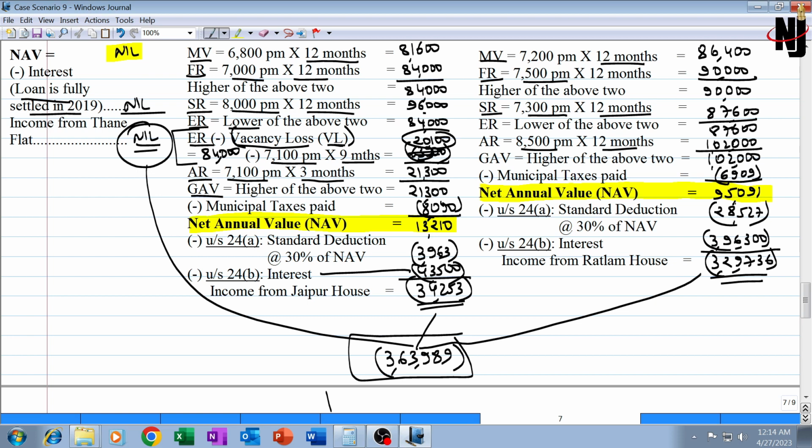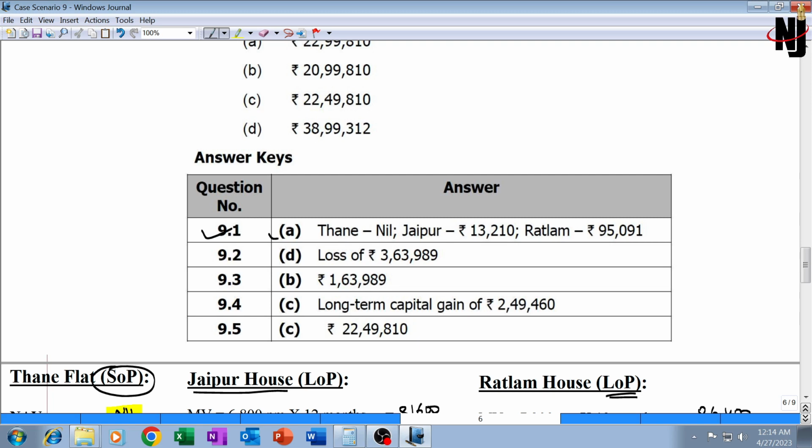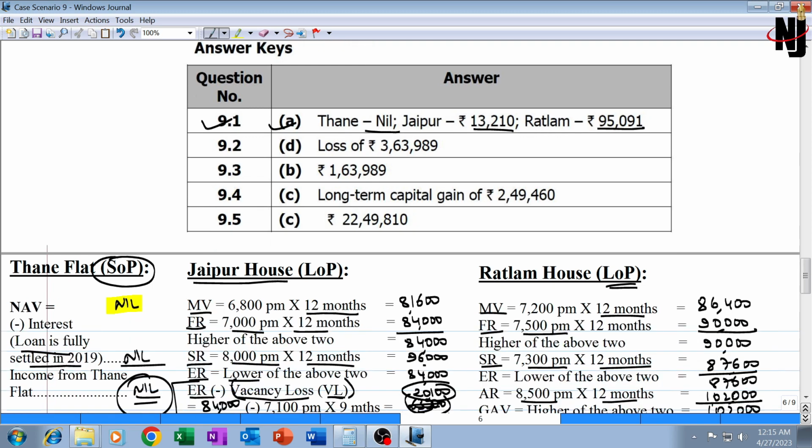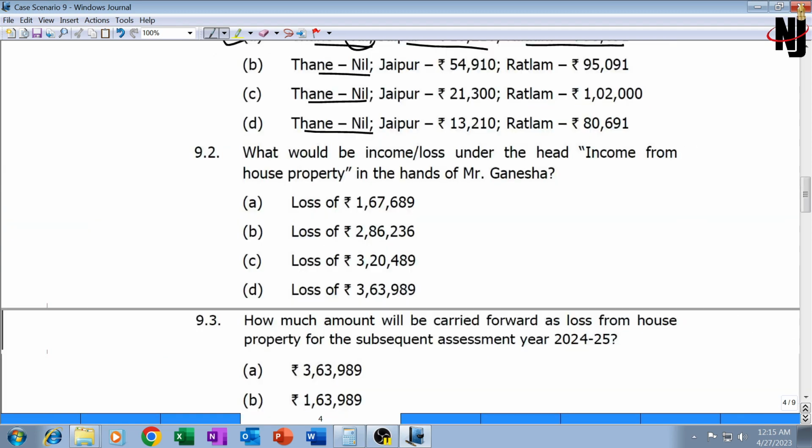Let's check whether this is one of the answers or not. Yes, this is the first answer itself only. A, Jaipur 13,210, Ratlam 95,091. Let's check what's institute's answer. Our answer is A. Institute's answer is also A, nil, 13,210 and 95,091. Our answer is correct. Let's proceed further with 9.2.